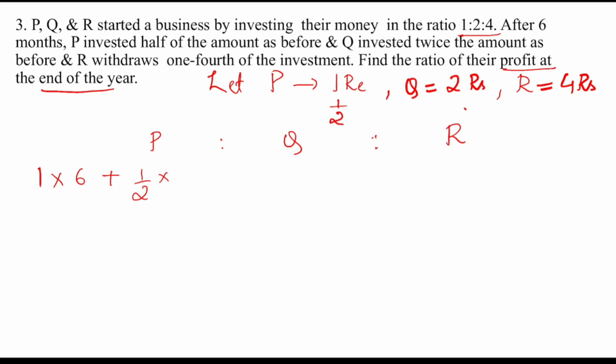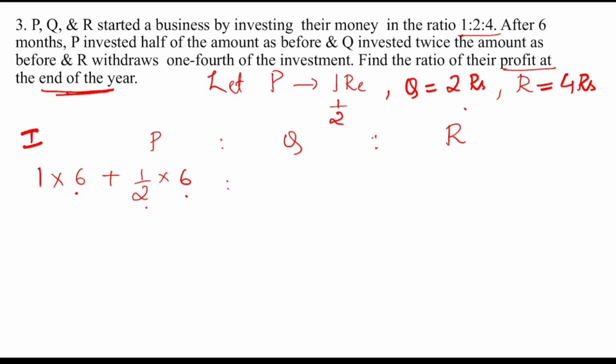For 6 months, because they are asking for the profit at the end of the year. So for 6 months he invested 1 rupee, and for the remaining 6 months he invested how much? Half rupee. So you have to add that: for 6 months he invested 1 rupee and for the remaining 6 months half rupee. So when you add that, you will get his total investment. Okay.